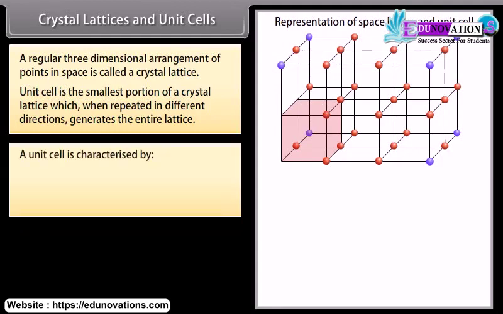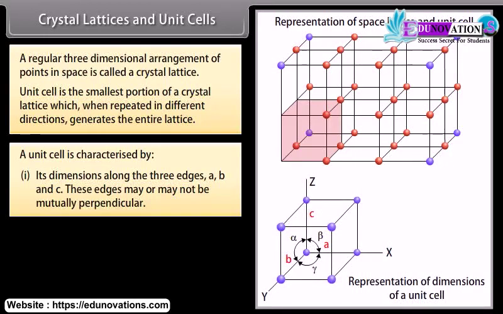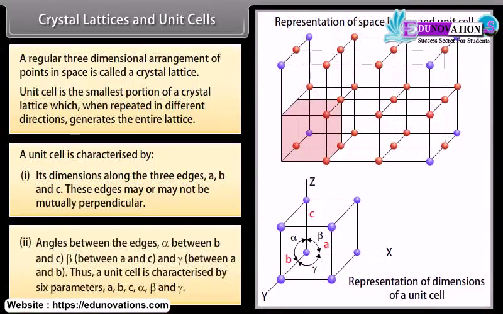A unit cell is characterized by, 1. its dimensions along the 3 edges a, b, and c. These edges may or may not be mutually perpendicular. 2. Angles between the edges: alpha between b and c, beta between a and c, and gamma between a and b. Thus, a unit cell is characterized by 6 parameters: a, b, c, alpha, beta, and gamma.